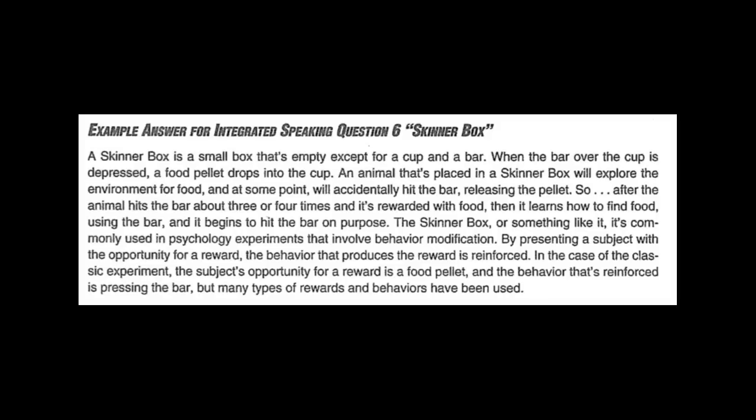So, after the animal hits the bar about 3 or 4 times and it's rewarded with food, then it learns how to find food using the bar, and it begins to hit the bar on purpose. The Skinner box, or something like it, is commonly used in psychology experiments that involve behavior modification.